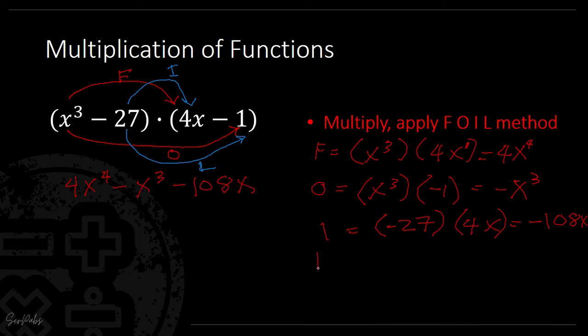And then letter L. Last term. So, we have negative 27 times negative 1. Negative times negative, positive. And then 27 times 1, 27. So, we have here plus 27. So, ang answer natin sa application ng FOIL method ay 4x to the fourth power minus x to the third or x cubed minus 108x plus 27.